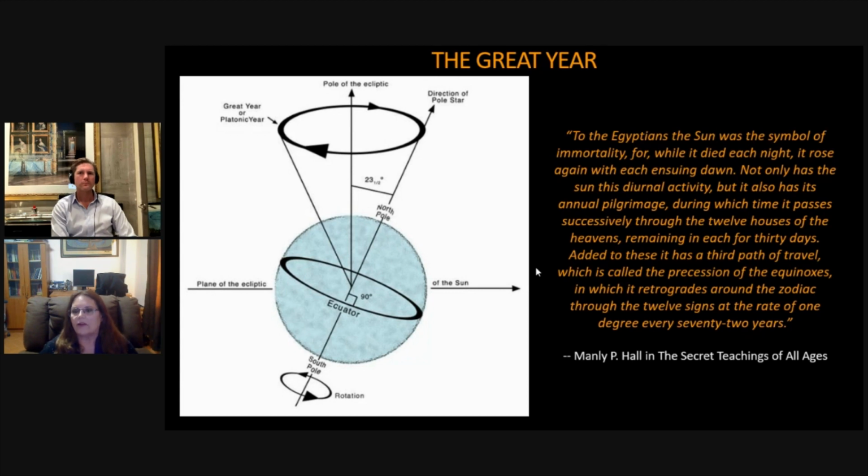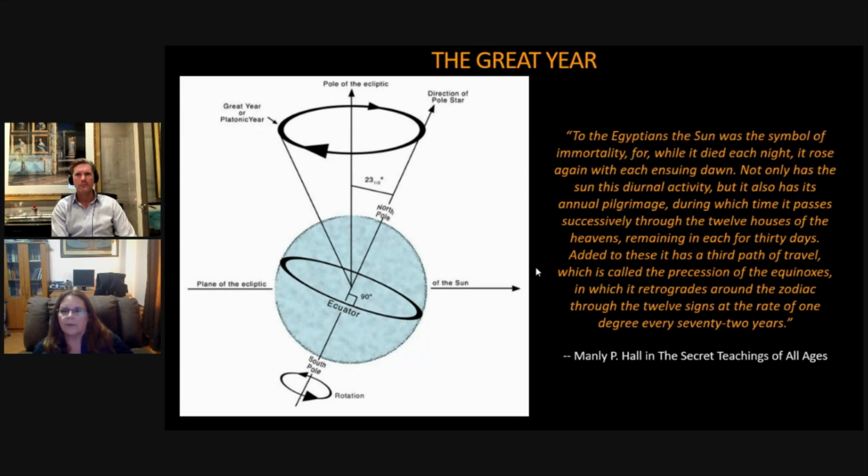Hall, here in The Secret Teachings of All Ages, you might be familiar with one of his books. He says, to the Egyptians, the sun was the symbol of immortality, for while it died each night, it rose again with each ensuing dawn. Not only has the sun this diurnal activity, but it also has its annual pilgrimage, during which time it passes successively through the 12 houses of the heavens, remaining in each for 30 days. Added to these, it has a third path of travel, which is called the precession of the Equinoxes.